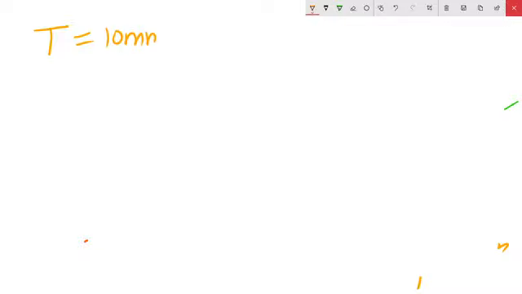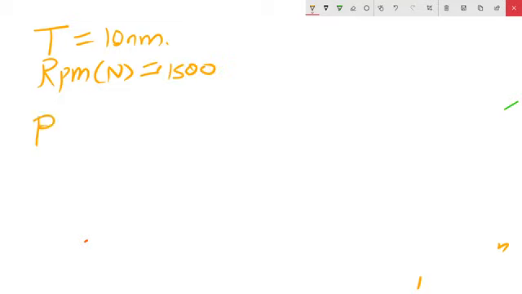No need to convert, because this is already in standard terms. Now they have given an RPM value. RPM, that is nothing but N, is given as 1500. Now for rotational power, we know that P is equal to 2 pi NT by 60.